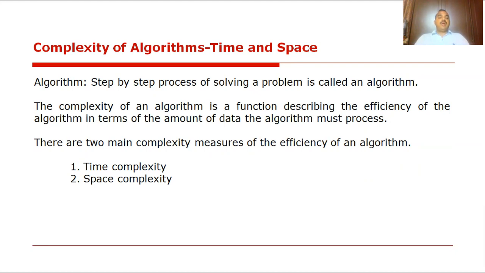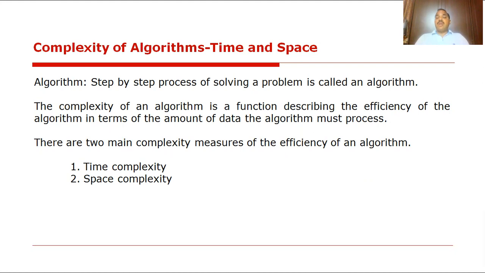Time complexity is simply the program execution time. How much time is required to execute a program is known as time complexity. Then what is space complexity? Space complexity is how much space is required to store values in a particular program. Space and time, clear.